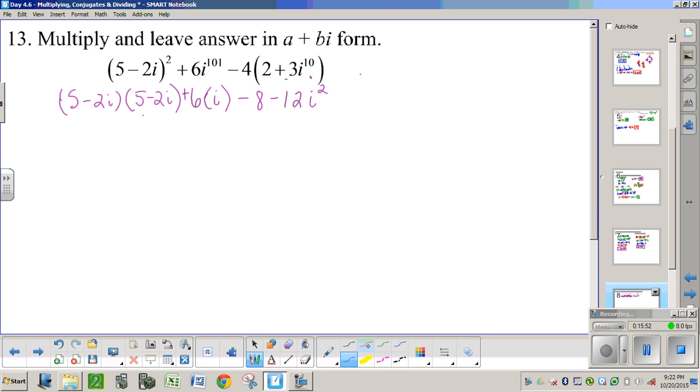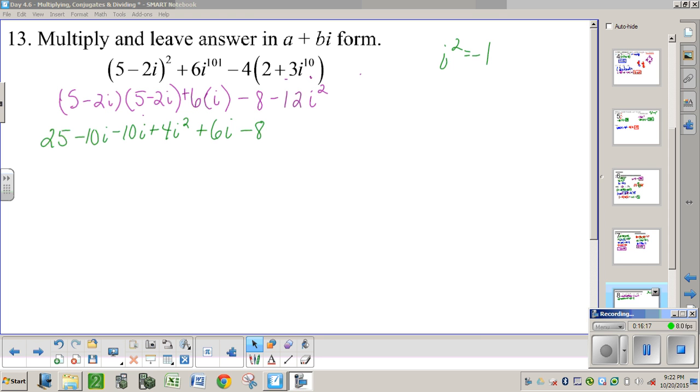Alright, let's do a little more simplifying here. I'm going to multiply out this 5 minus 2i here. So this is going to give me 25 minus 10i minus 10i plus 4i squared. And we have a 6i here minus 8. Now, remember what i squared is equal to? i squared is equal to negative 1. So since i squared is equal to negative 1, this negative 12i squared is really going to turn into a positive 12.